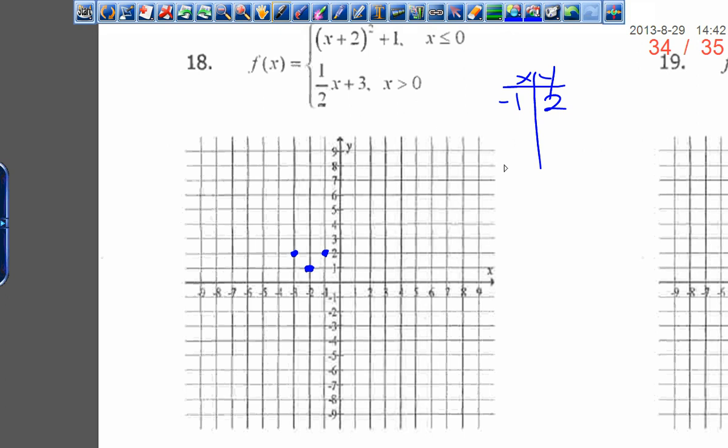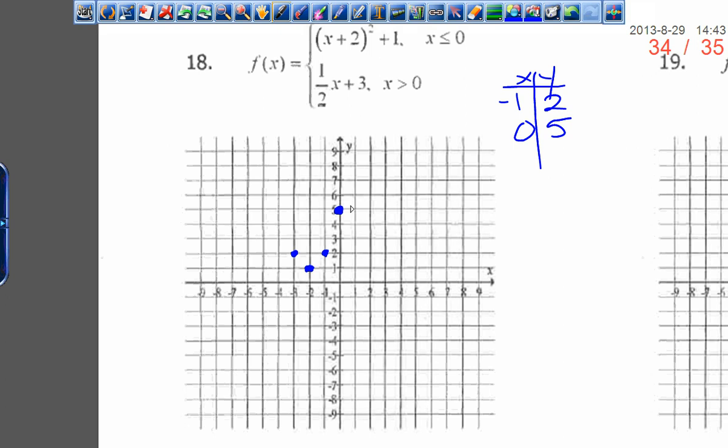Okay, the next one. What if I plug 0 in? 0 plus 2 is 2. 0 plus 2 squared is 4. 4 plus 1 is 5. So at 0, comma 5, bonus question, do I have a filled in or an open circle right there? I know I have a filled in circle, is that right?